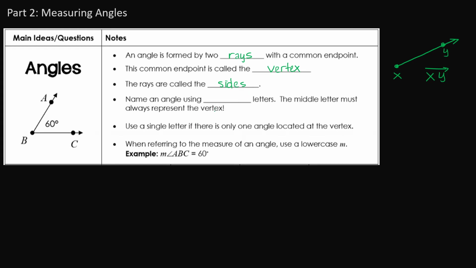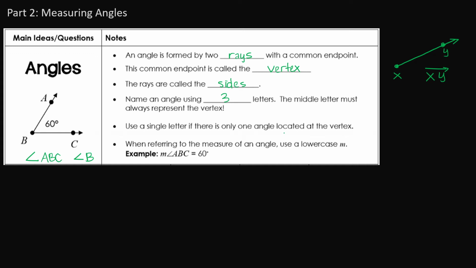You need to name an angle using 3 letters or the vertex. I do want us to get into the habit of naming angles with all 3 points that are defined on the diagram. The middle letter must always represent the vertex. So in this example, this is angle A, B, C. And since this angle is kind of by itself, we can also call it angle B. That is also acceptable.